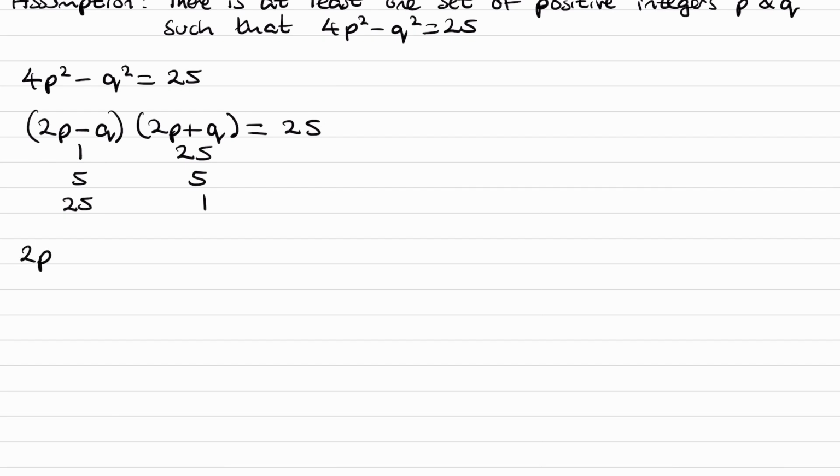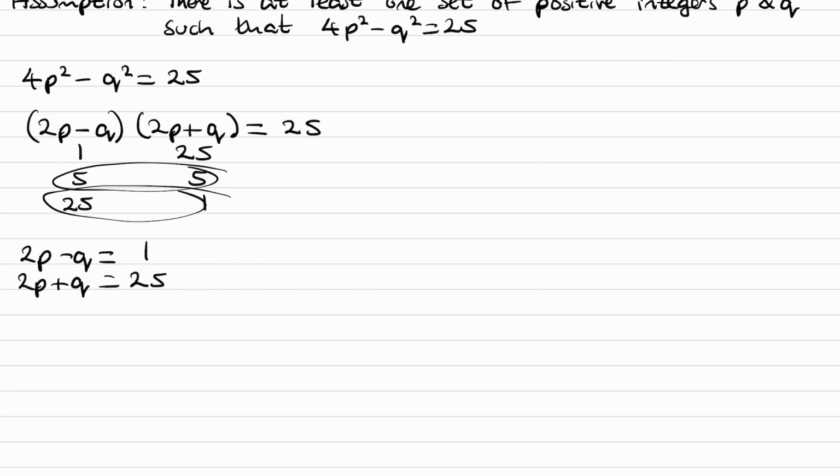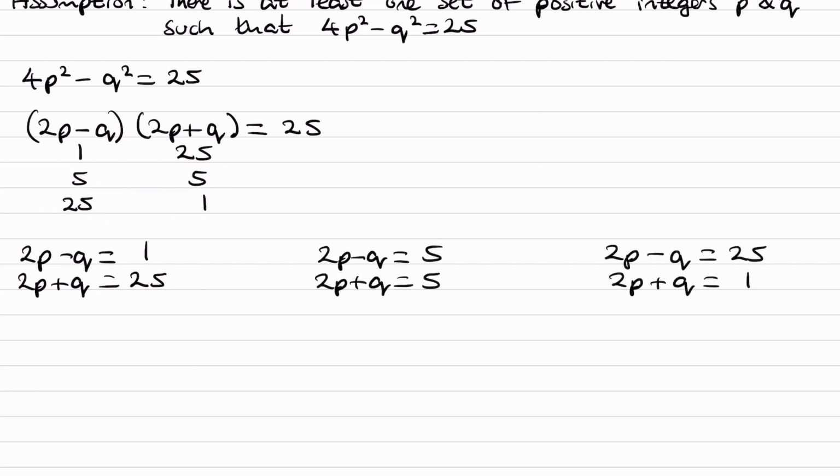And then we can solve those sets of equations simultaneously. So we can solve 2p minus q is equal to 1, and 2p plus q is equal to 25. Do the same thing for these two and these two as well. So I'll just write them down. And when we solve these three pairs of simultaneous equations, we won't find integer sets of solutions for p and q. So let's start with the first one, on the left-hand side.